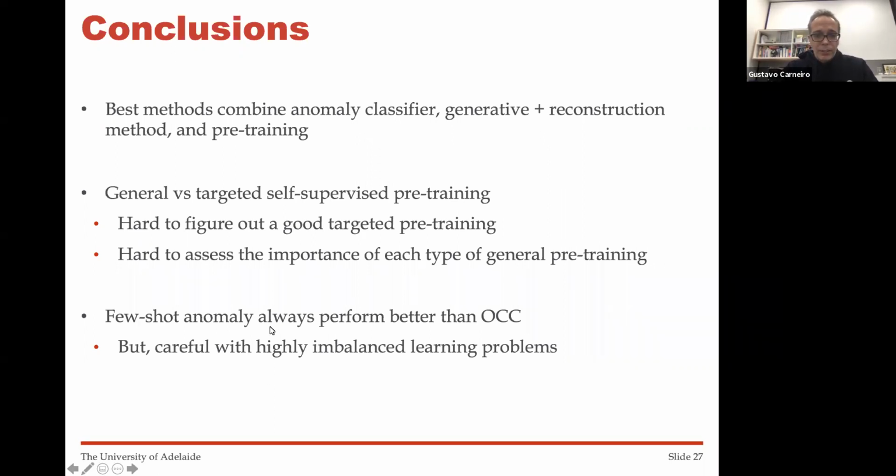And few-shot anomaly detection always performs better than one-class classifiers, right? Which is expected. Once you have a few shots of anomaly, it makes the training a lot easier and your final results are a lot better.